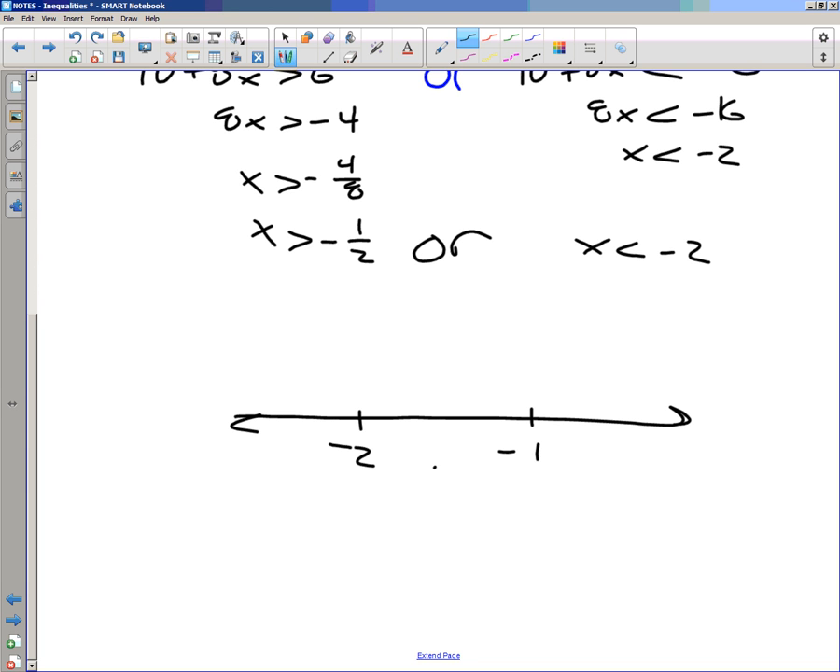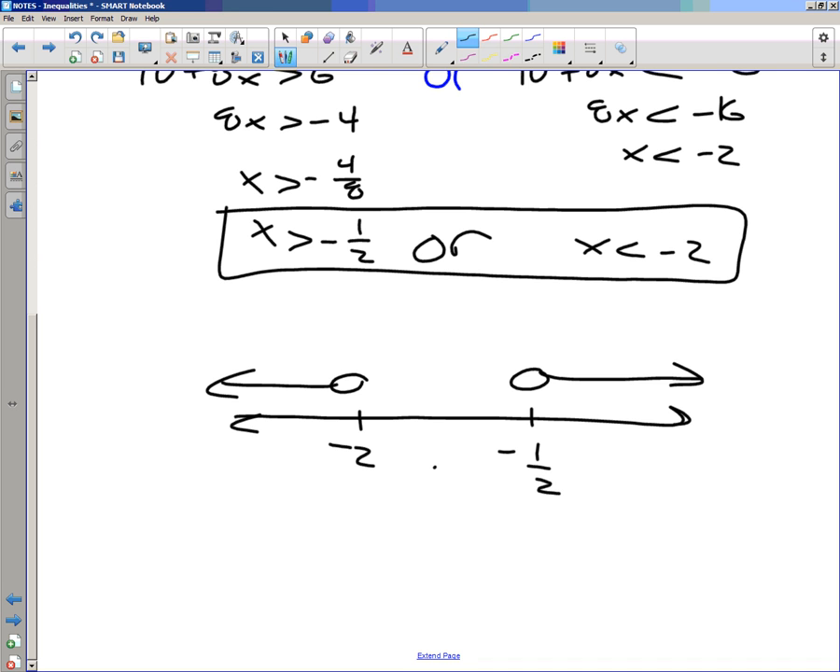Smaller. So that's just going to be our answer.